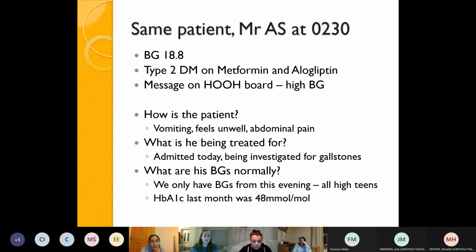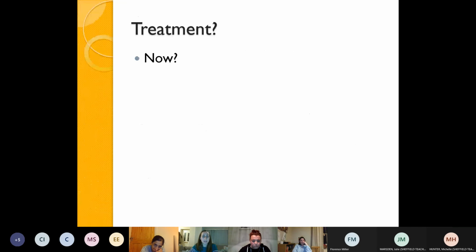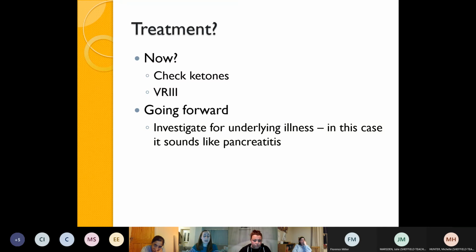So let's say his ketones were 1.2, so he's definitely not going into DKA. Okay, this chap probably needs a VRI, doesn't he? Yeah. And the reason for that is he's vomiting and he's not very well. So we're not going to be able to really manage him with anything else.